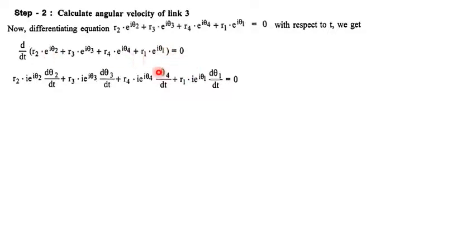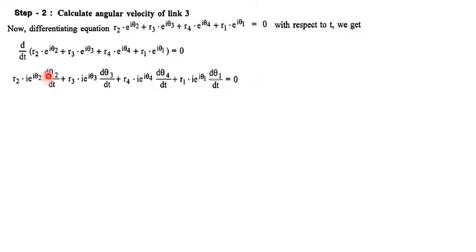So we have to differentiate this one. While differentiating, we have the differential terms i into theta 2, correct? i into theta 2. So i is constant, we have to keep it out from the differential equation. We have to differentiate only theta 2, d theta 2 divided by dt. Similarly, here also d theta 3 divided by dt. Here d theta 4 divided by dt, d theta 1 divided by dt is equal to 0.